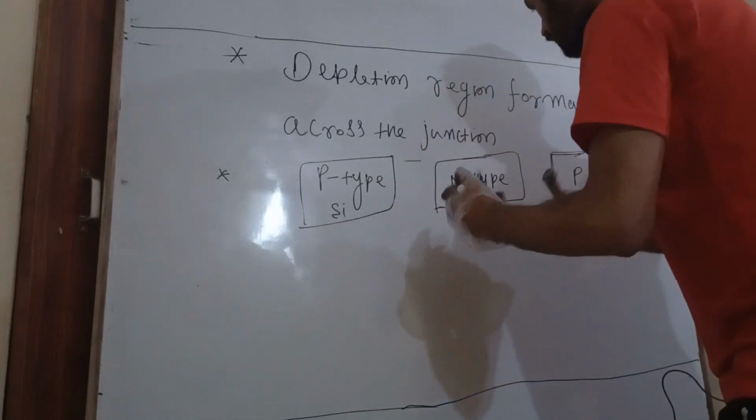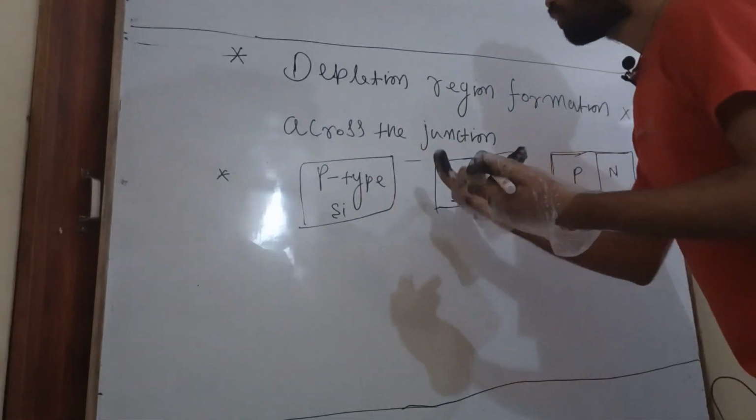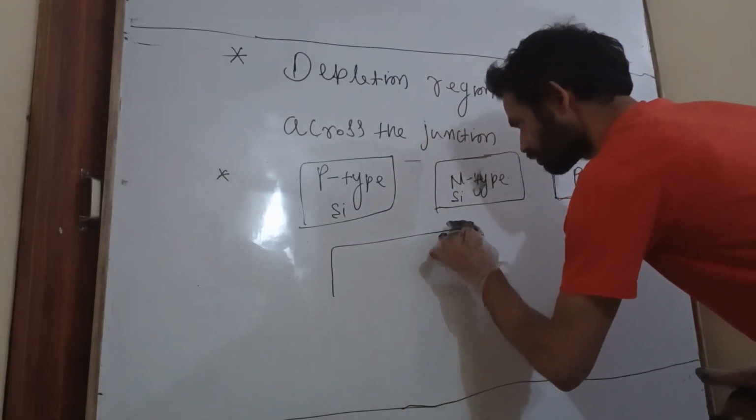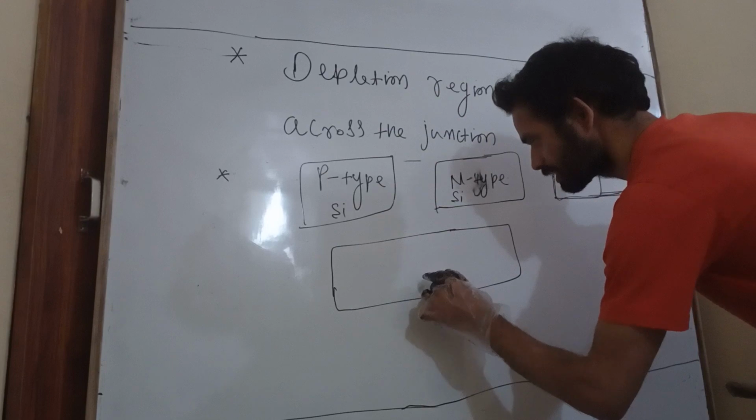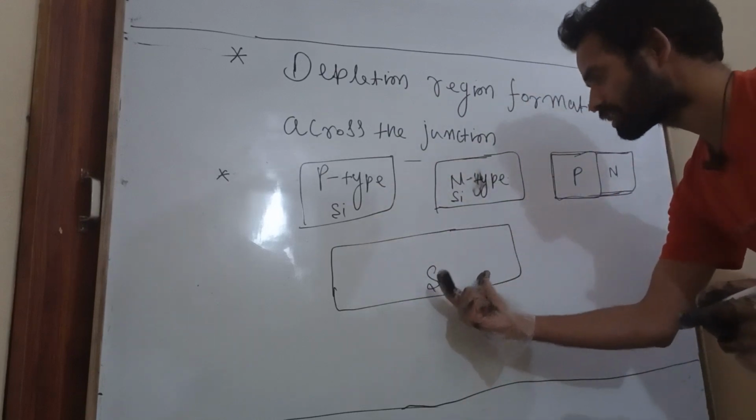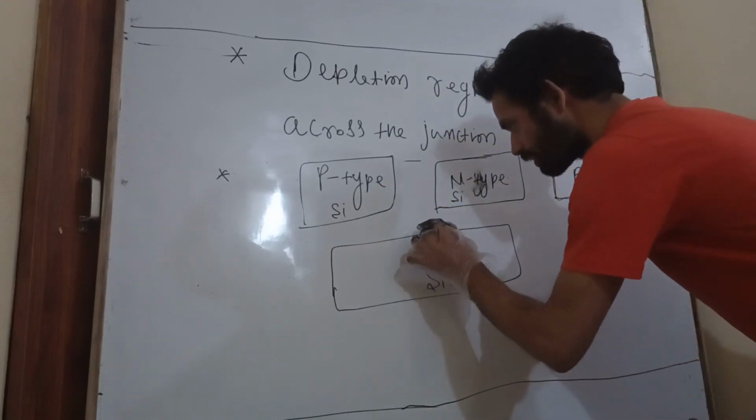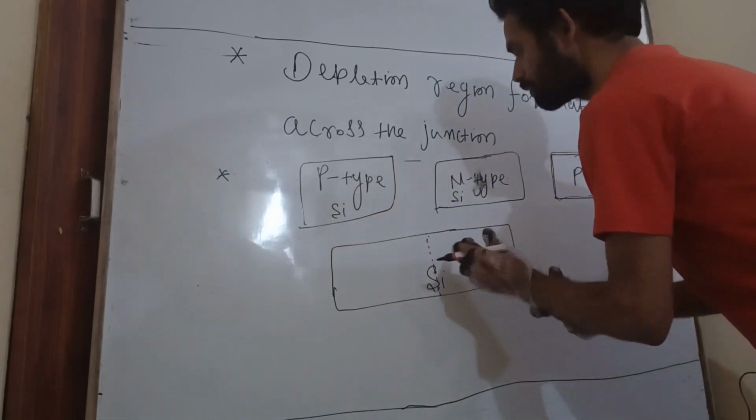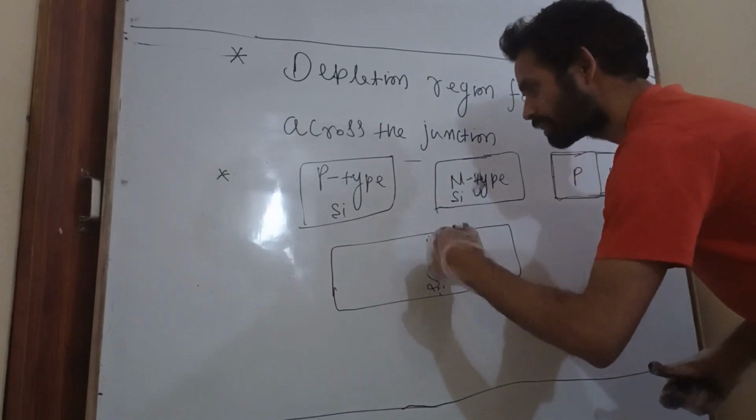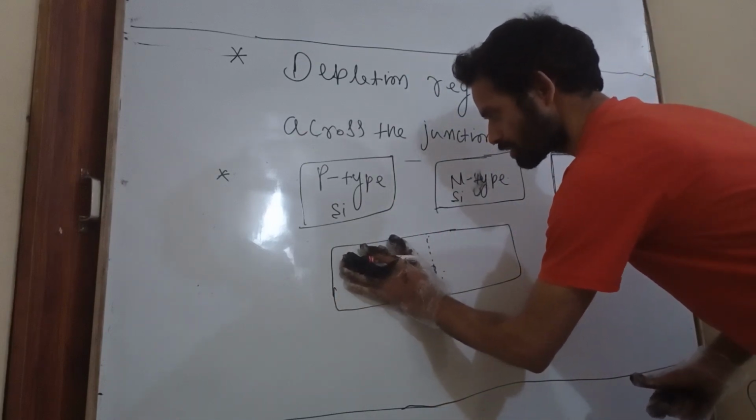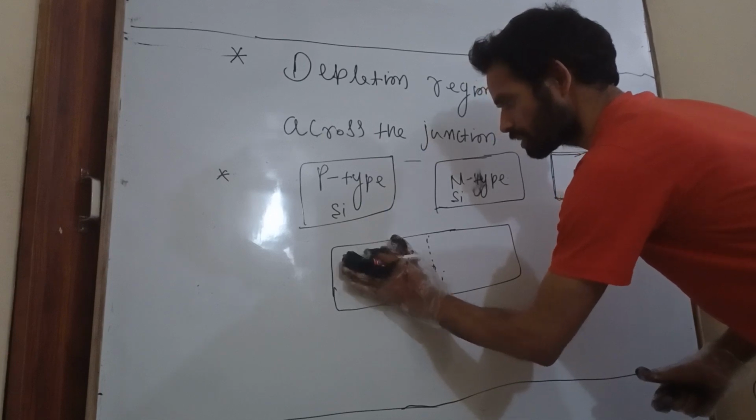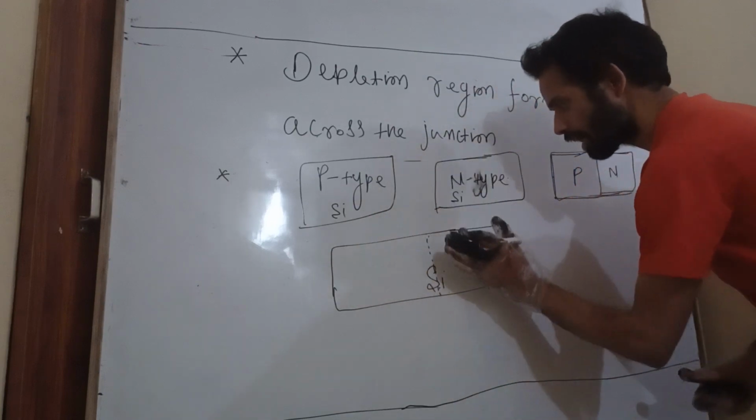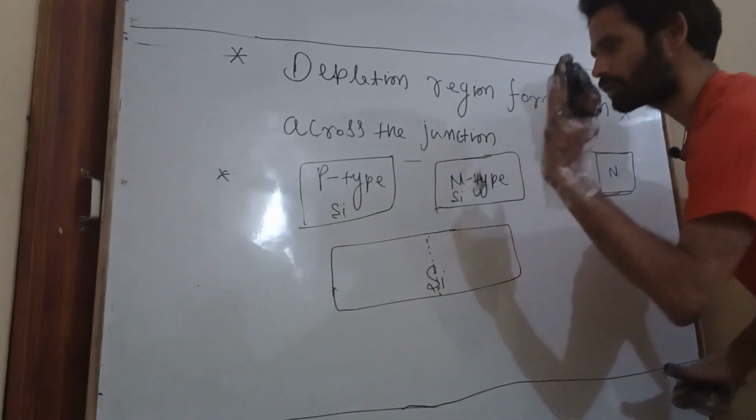In actual practice, how do we form this PN junction? We first take a single crystal of silicon. Then, by making a partition, we make the PN junction through different doping. One region we dope with trivalent impurity, and the other region we dope with pentavalent impurity.